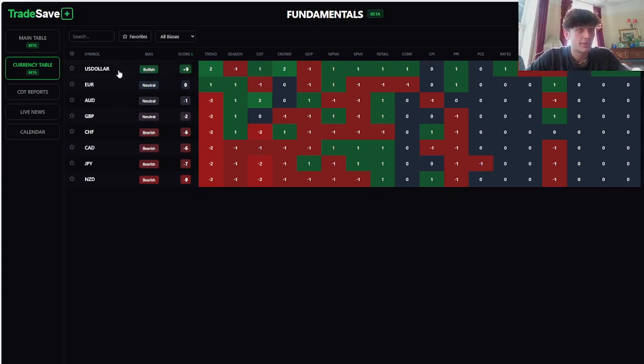But what I normally start off with is the currency table, and with this table it just tells me the most bullish and most bearish currency fundamentally at the moment. What do I mean by fundamentally? I mean economically, looking at the macro data that comes into Forex Factory and other websites. It takes it into consideration and it puts it onto a table using all of these different metrics. You can see here the trend, the technical trend, seasonality, the COT reports, crowd sentiment, GDP, retail sales, CPI, all of the things that you look at on Forex Factory that come out every single week.